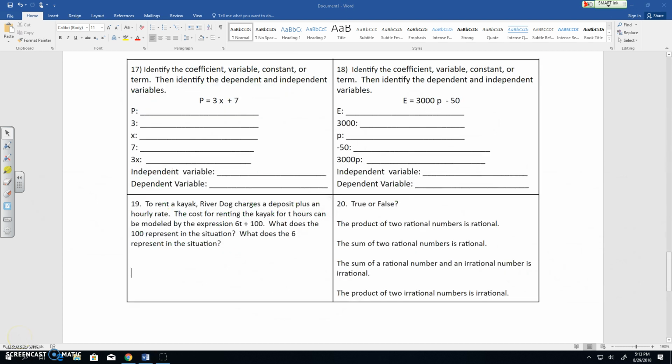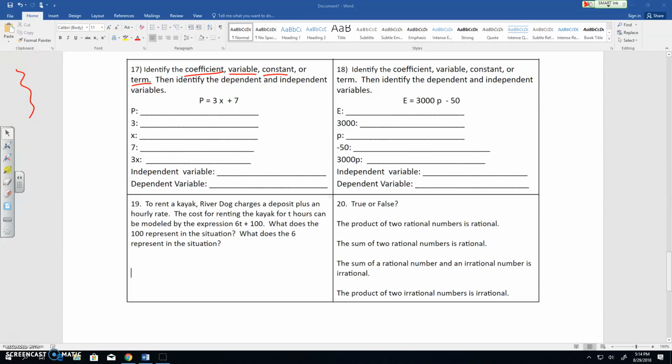All right, so last 4 questions. We're on fire, so we're going to do a little bit of red on this one, okay? All right, so number 17, it says identify the coefficient. So the coefficient, this is a definition. It is the number in front of the variable. The variable is the letters. The constant is going to be the number by itself, and then anything else is known as a term.